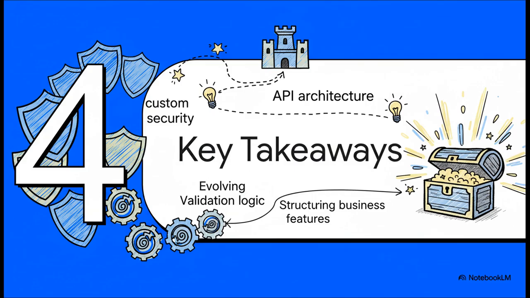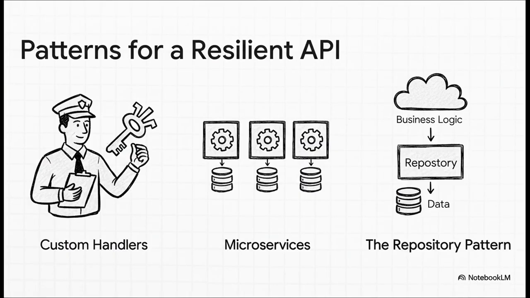All right, so we've been on quite the journey here. We've cracked custom security, we've watched a simple idea evolve into a full-blown microservice, and we've built the business logic in a super clean way. So, what are the big lessons we can pull from this whole quest? It really comes down to 3 key patterns that are worth remembering. 1, custom authentication handlers. They're your secret weapon for dealing with weird, non-standard security. 2, microservices and the database per service pattern. This is your ticket to building systems that can grow without collapsing on themselves. And 3, the repository pattern. It's the ultimate way to keep your core logic clean and separate from your data.